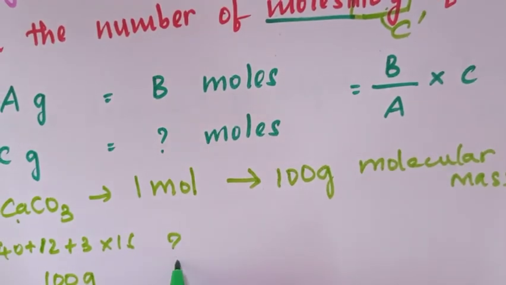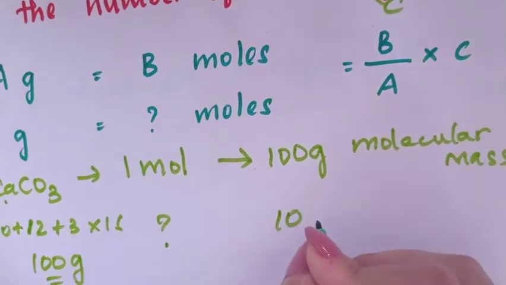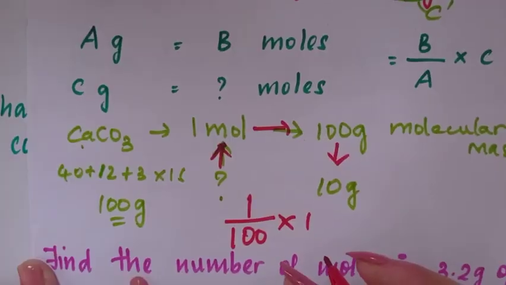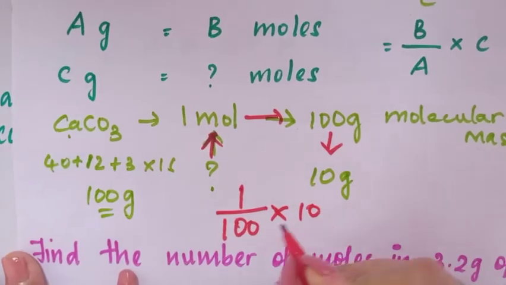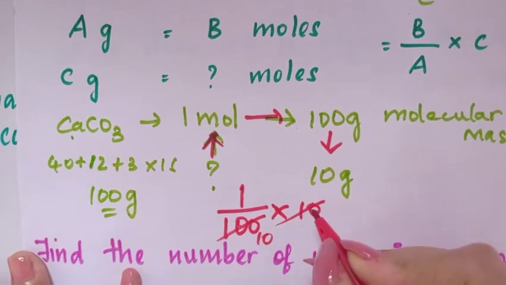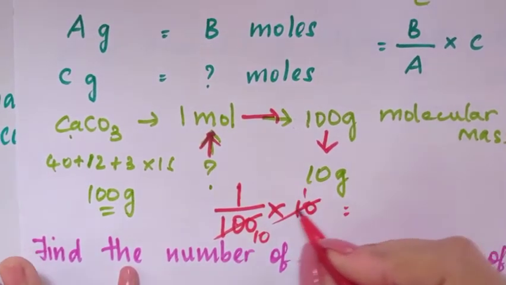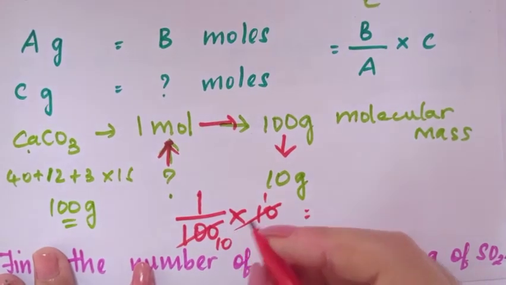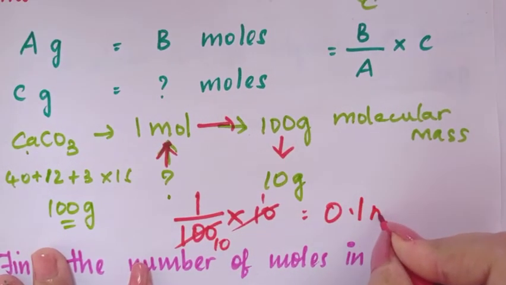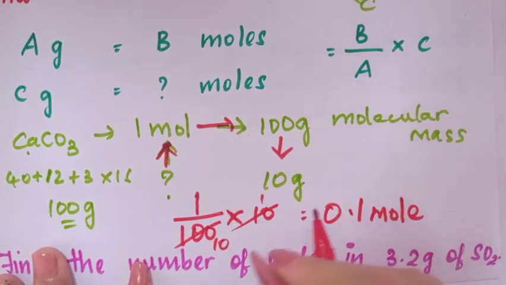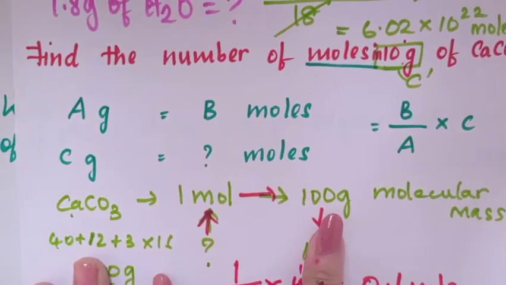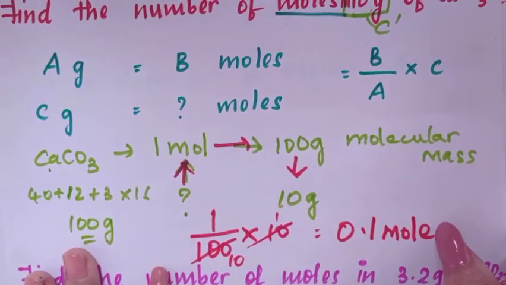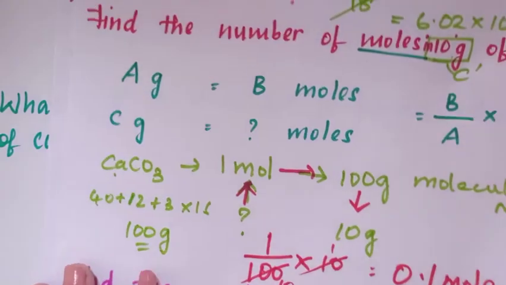Then how many moles will have 10 gram as molecular mass? This we have to find. The cycle: 1 by 100 into 10. So on cancelling, you will be getting how much? 0.1 mole. So in 1 mole, 100 gram is present, so in 0.1 mole, 10 gram will be the molecular mass. That's it, how you have to calculate.